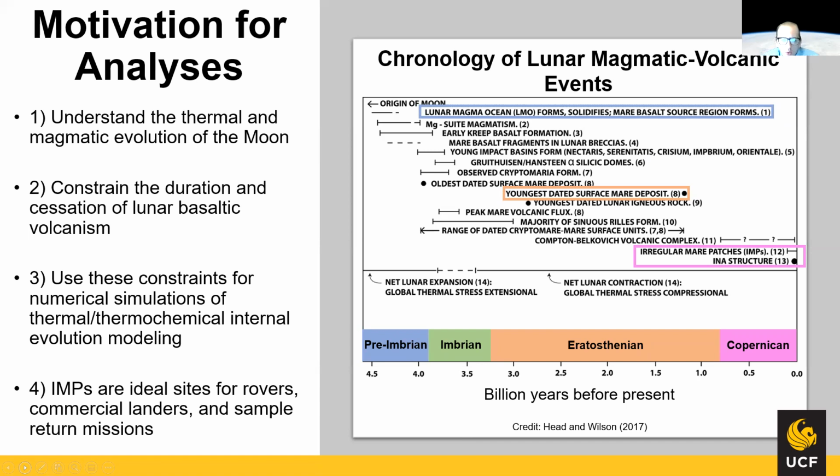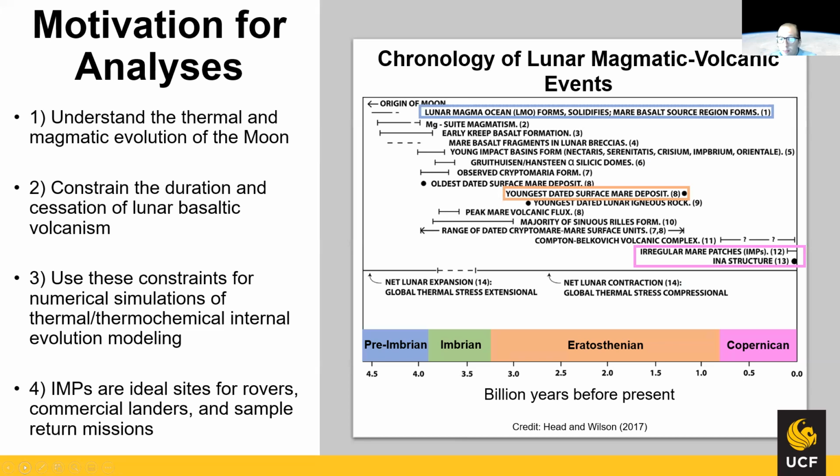So the diagram here on the right shows how complex lunar volcanic history really is. I have highlighted the range of geologic timescales on this figure at the bottom. Time before present is shown on the x-axis in billions of years before present. And this figure really gives you an idea of how young the IMP model ages are in comparison to the origin of the moon and the solidification of the lunar magma ocean.